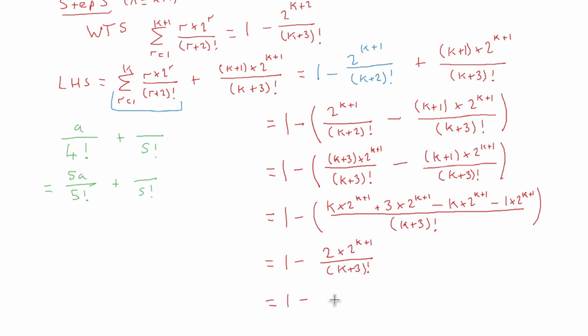But 2 lots of 2 to the k plus 1 is going to be 2 to the k plus 2, because this is 2 to the power of 1, hidden power there. And then we add those indices to get 2 to the k plus 2 over k plus 3 factorial. And actually, if we look back up here, that is exactly what we were trying to show. So that is equal to the right-hand side. So we have shown this statement to be true, and thus completed the proof by induction.